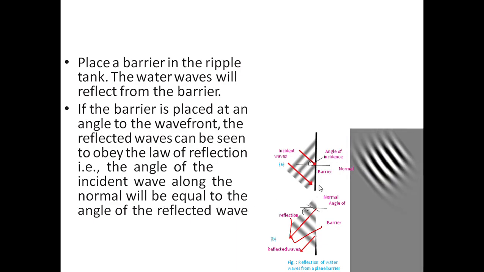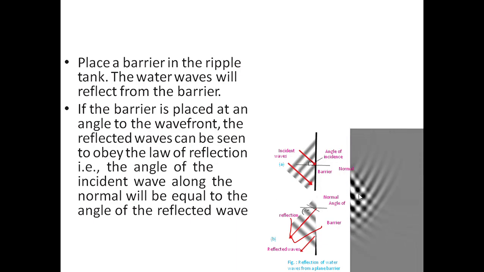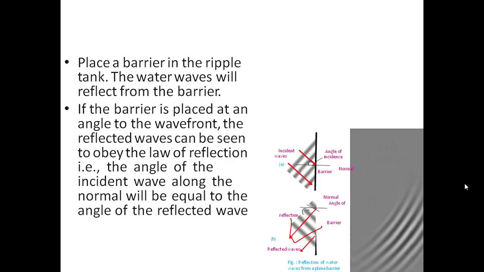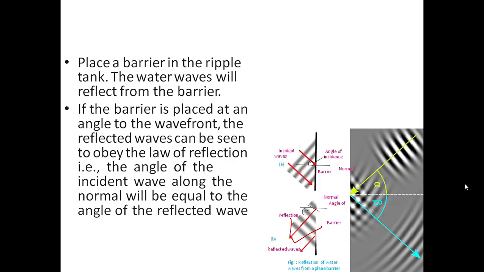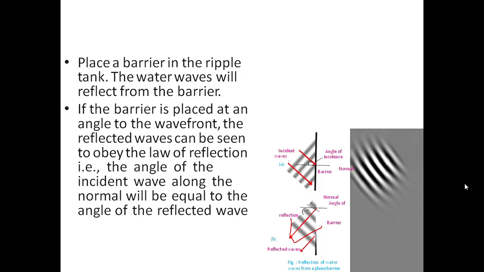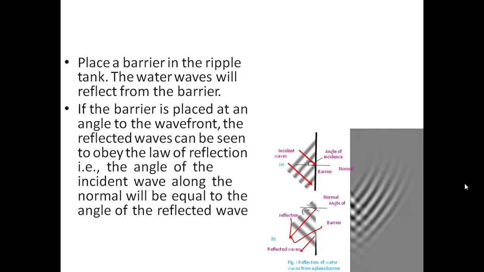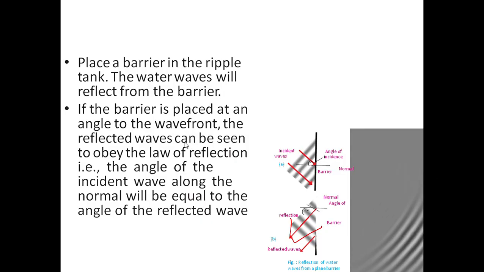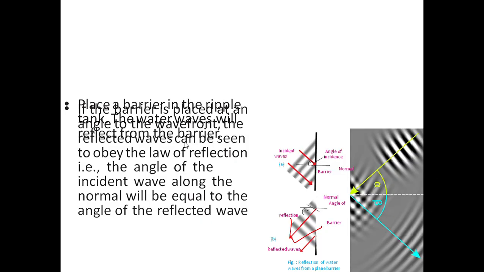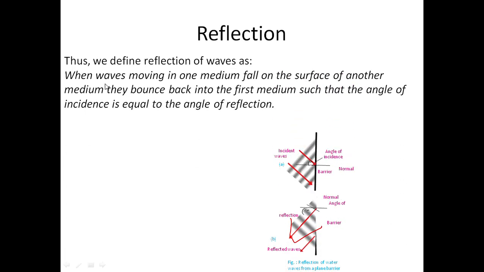So we can see it actually happening, hitting the barrier and going back. Let's see it again. You can see it very clearly now. It's making an angle and it's obeying the law of reflection. So thus we define the reflection of wave as when the wave moves in one medium and falls on the surface of the other medium, it bounces back into the same medium such that the angle of incidence is equal to the angle of reflection.